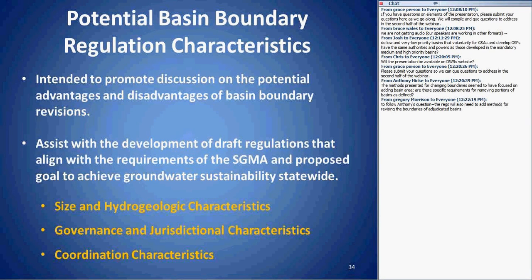These characteristics are intended to promote discussion on the potential advantages and disadvantages of basin boundary revisions. As I mentioned, this will assist the department in developing the draft regulations that allow the requirements of SGMA and our goal to achieve groundwater sustainability statewide. You can think of these characteristics as potential future criteria to justify a basin boundary change. The department has an initial understanding of the advantages and disadvantages of each one of these characteristics, and I'll present them today, but we would like your input on the advantages and disadvantages of each one.